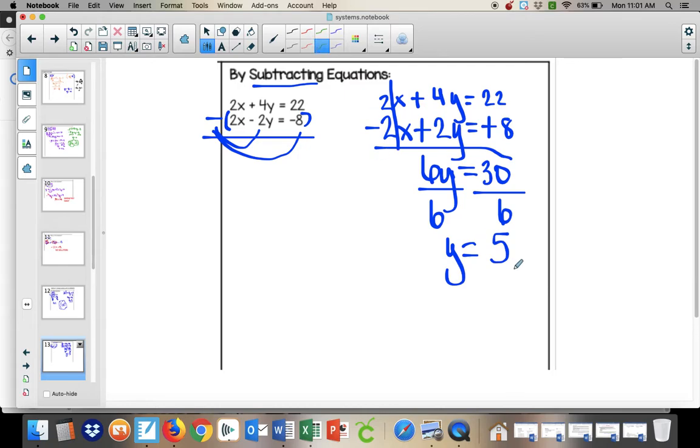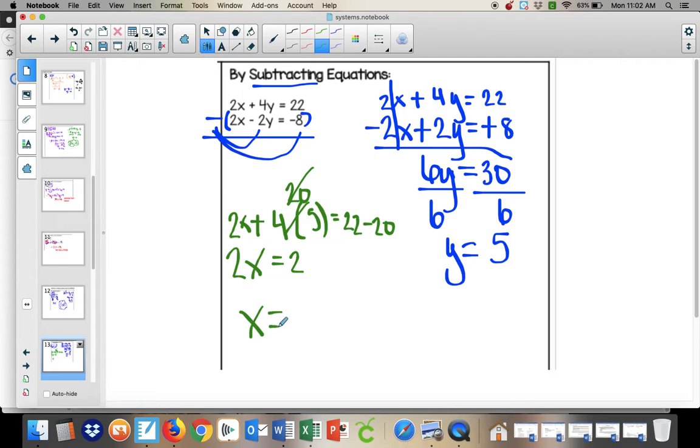Now, like we've been doing, we take our y value and plug it back in. Now, if I use the bottom, I use the original equation. I'm just going to use the top. So 2x plus 4 times y, which is 5, is 22. So 2x plus 20. So I'm going to take away 20 here. So 2x is left with 2. X equals 1. So let's really quickly check.